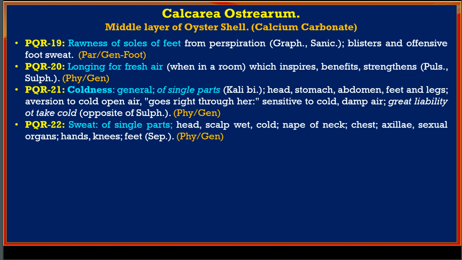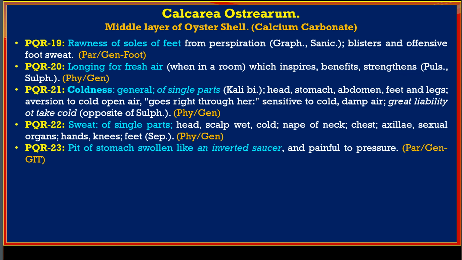PQR 22 tells us about sweat of single parts, head, scalp wet, cold, nape of neck, chest, axilla, sexual organs, hands, knees, feet. So sweating can occur in particular areas at one particular given time. PQR 23 tells us about the pit of stomach is swollen like inverted saucer and painful to pressure. This is a particular general belonging to GIT.